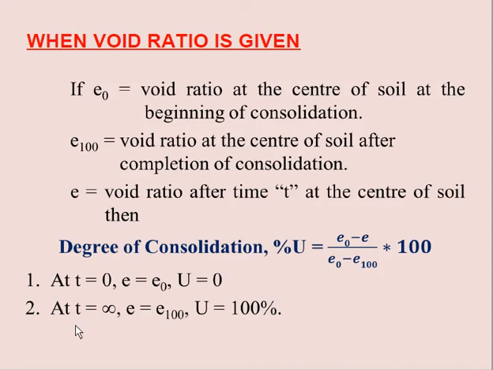And in the second case, when t is equal to infinity, that means 100% consolidation. So e will be equal to e100. So in this equation, we can substitute e is equal to e100. Therefore, both numerator and denominator will be the same. So U is equal to 1, that is 100%. So at t is equal to infinity, the degree of consolidation is 100%. So this equation is very clear. This is the equation for calculating the degree of consolidation if the void ratio is given.